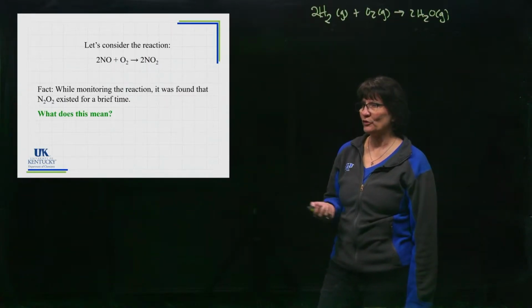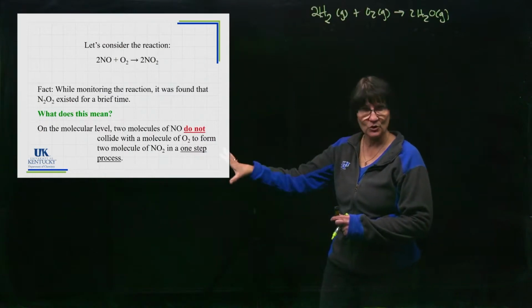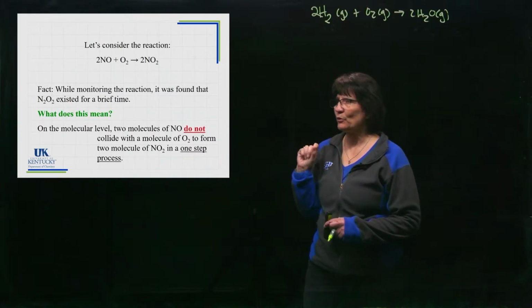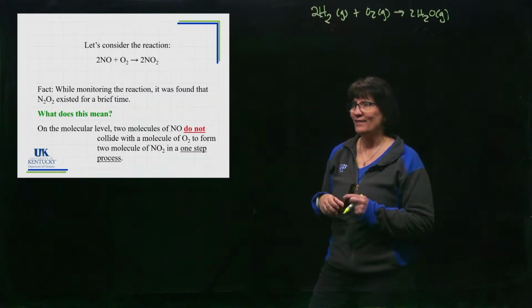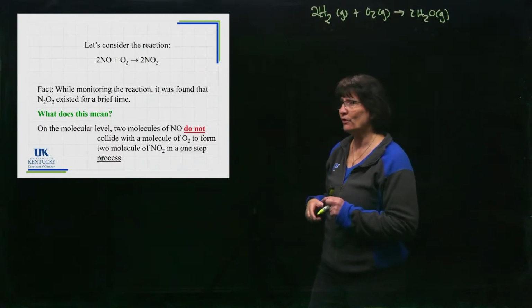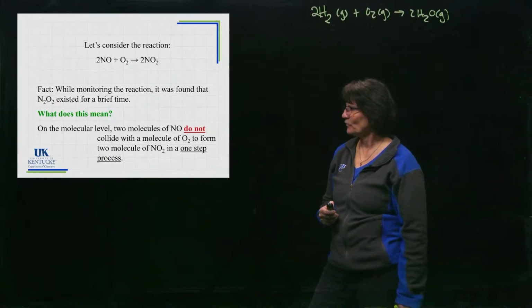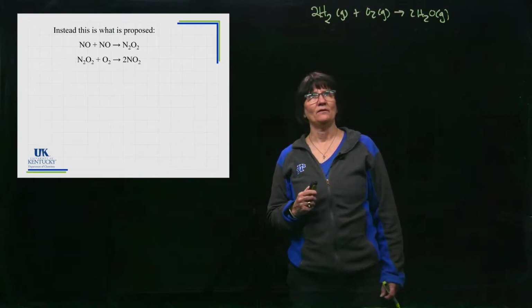Okay, so here's a proposal. What this means is down there, on that molecular level, two NO molecules are not colliding with one O2 and boom, you've got two molecules of NO2. That's not what's happening. Somehow, you've got some more things going on. It's not a one-step process. So here's the proposal. What if this happened instead?